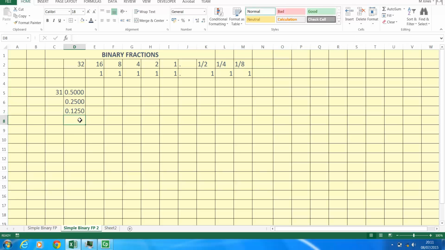And if I add all of those up, that's 0.875. And so my final number will be 31.875. So the string of binary digits 1, 1, 1, 1, 1, 0.111 equals 31.875 in denary or decimal.